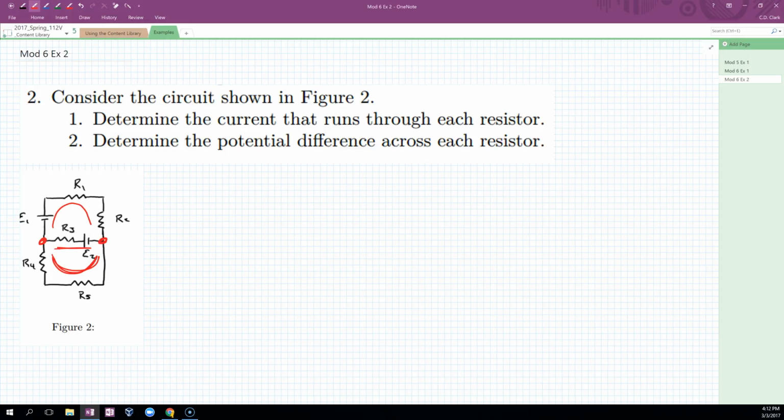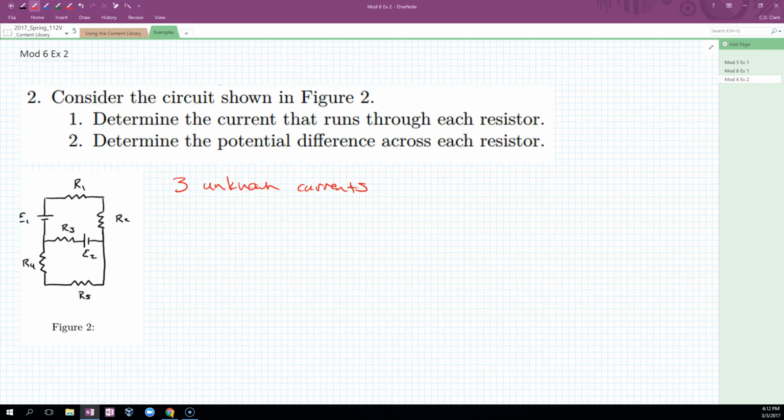So the first thing I want to do is determine how many unknowns I have. I have 3. The reason that I want to know how many unknowns I have is so that I can determine how many equations I'm going to need in order to solve for these unknowns.